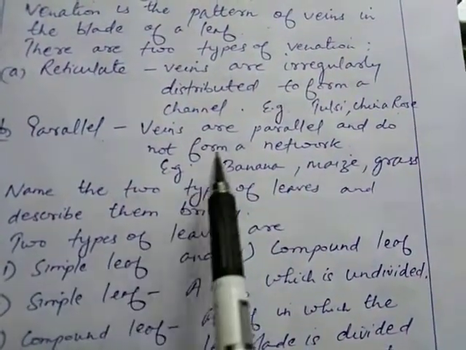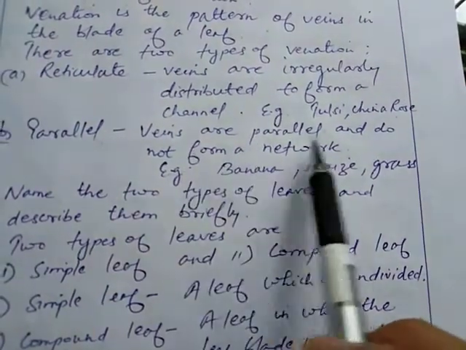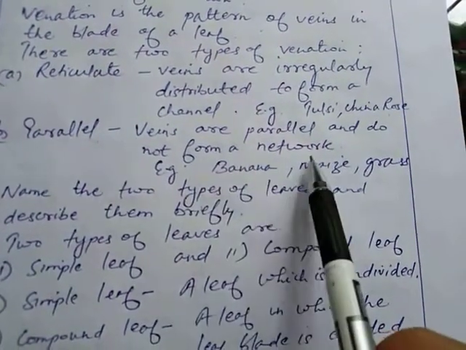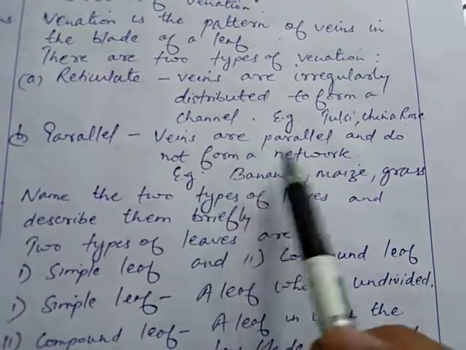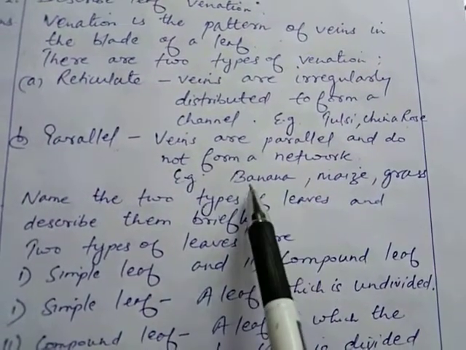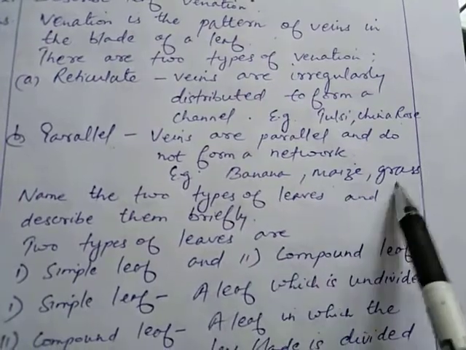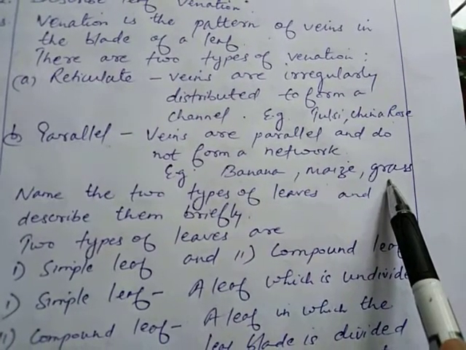In parallel venation, veins are parallel and do not form a network. In this type of venation, the veins run parallel to each other. In the leaf of banana, maize and grass, you can find this type of venation.